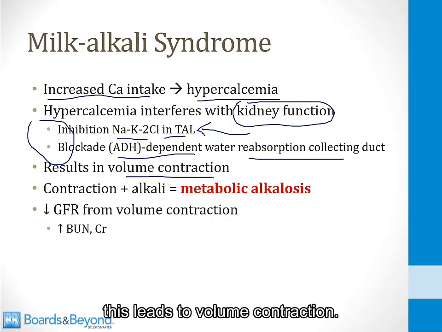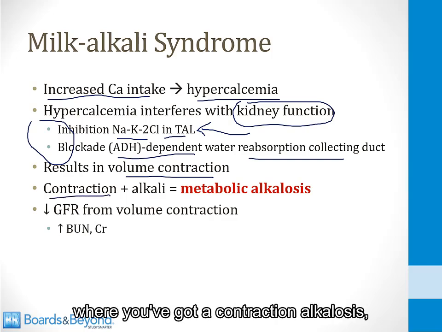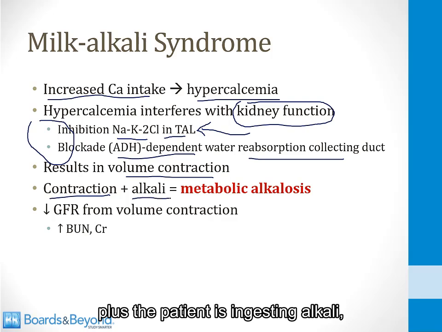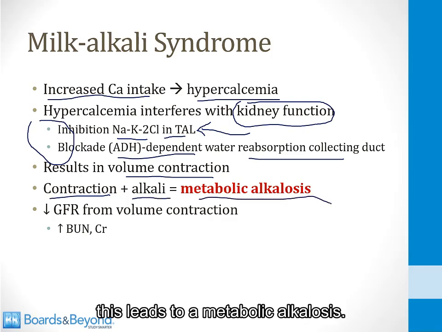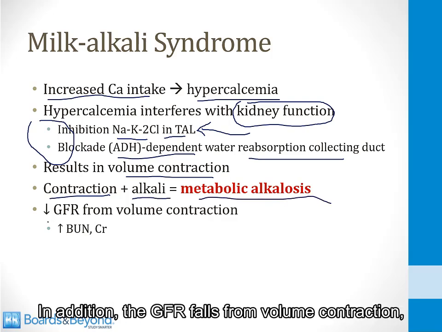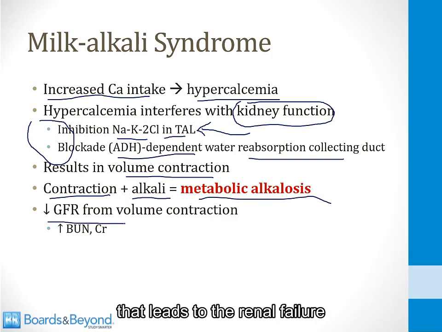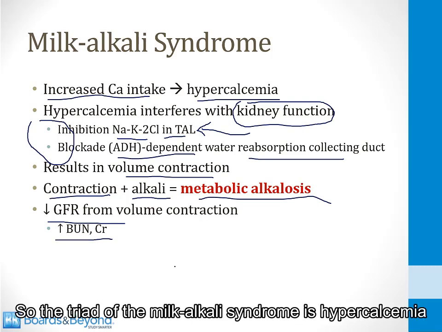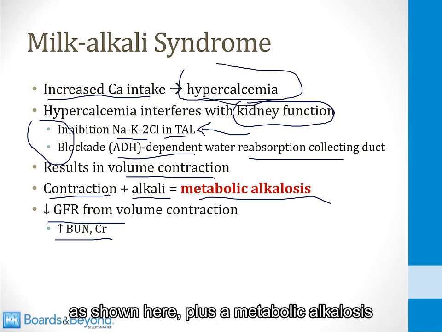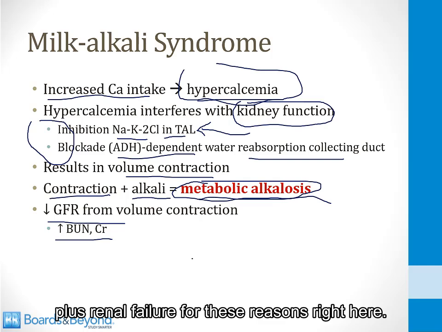This leads to volume contraction. So now you've got a situation where you've got a contraction alkalosis plus the patient is ingesting alkali. This leads to a metabolic alkalosis. In addition, the GFR falls from volume contraction. That leads to the renal failure with a high BUN and creatinine. So the triad of the milk-alkali syndrome is hypercalcemia, as shown here, plus a metabolic alkalosis, plus renal failure for these reasons right here.